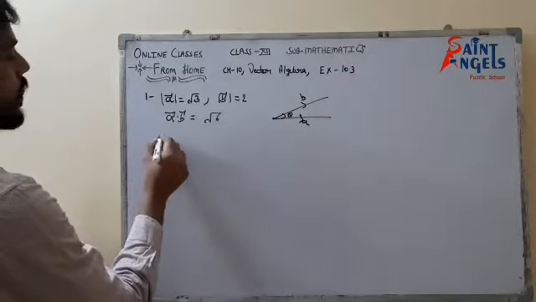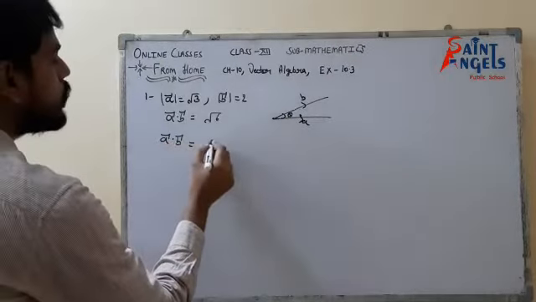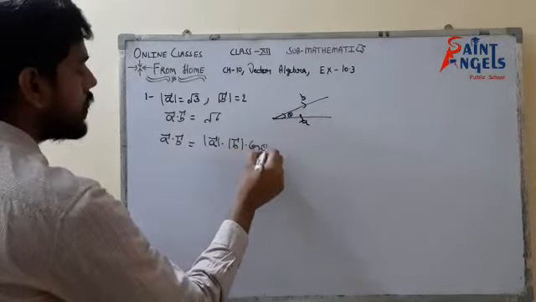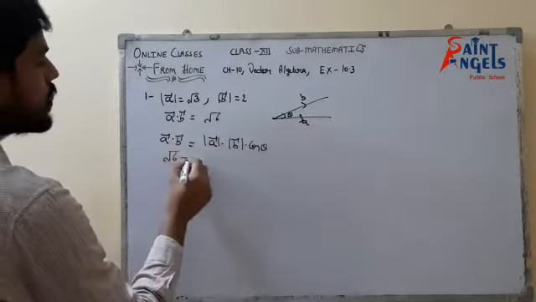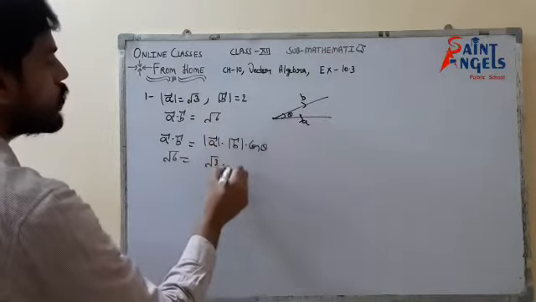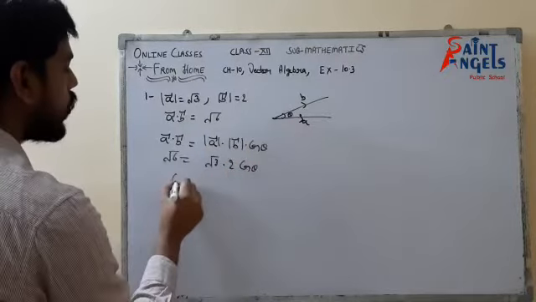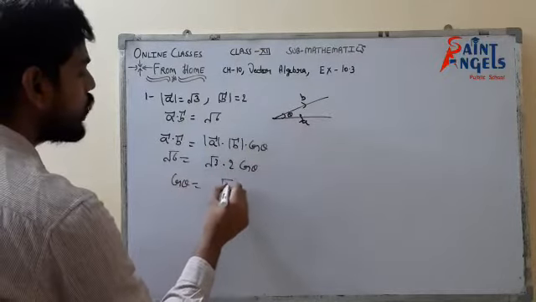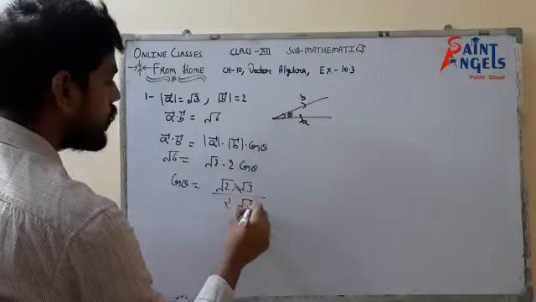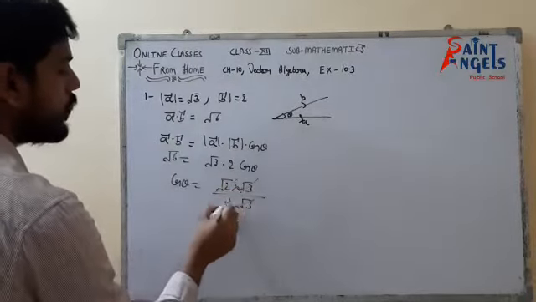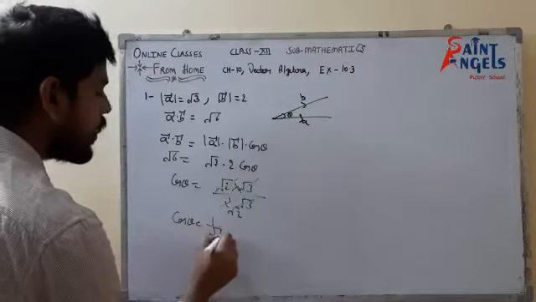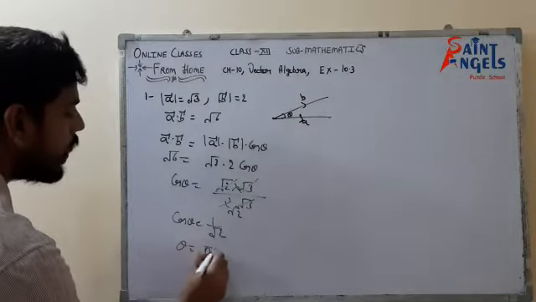We know that A dot B equals modulus of A times modulus of B times cos theta. This is root 6, the modulus of vector A is root 3, that is 2 into cos theta. So from here cos theta would be root 6, that is root 2 into root 3 upon 2 root 3. Root 3 would be cancelled out, and that would be root 2 over 2. So cos theta equals 1 upon root 2. Theta equals pi by 4.